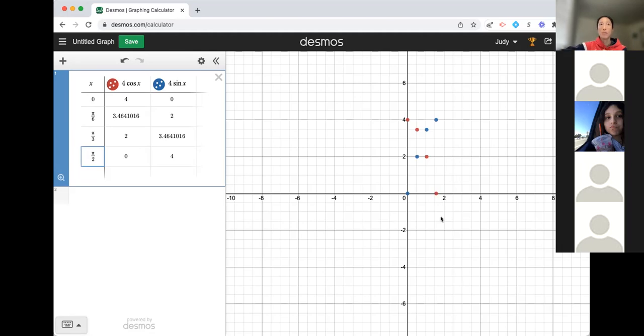Okay, so let me reshare my other screen. All right, but if you have Desmos open, if you wouldn't mind typing in a bunch of angles and then getting those values so we can fill in that table together, that would be wonderful. All right, so let me stop this share.